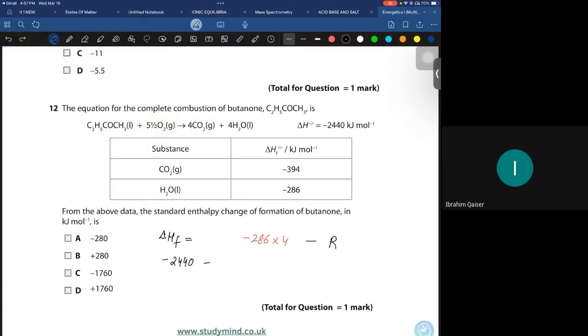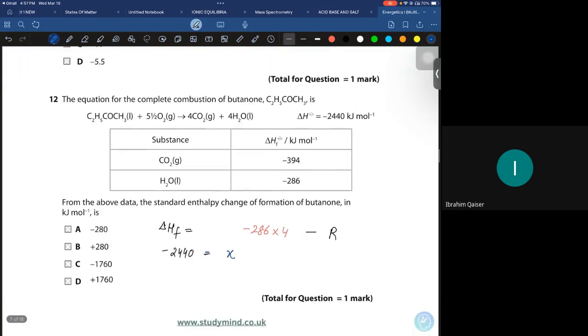I am calling this X, that we have to find out. This is my reactant, so this is X, and then carbon dioxide is minus 394 into 4, and then water is also 4, and the value for water is minus 286. You can find out X. You can separate X.